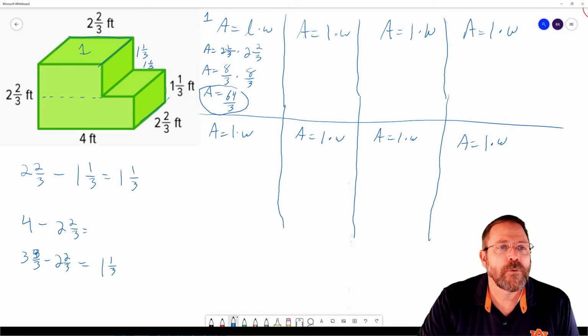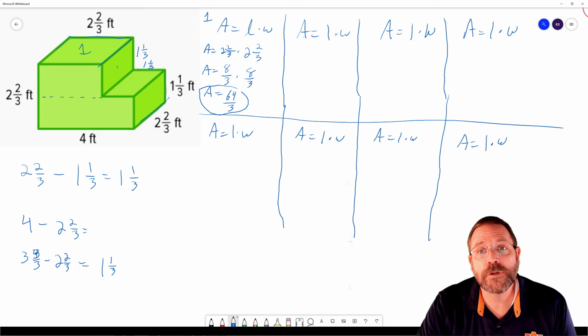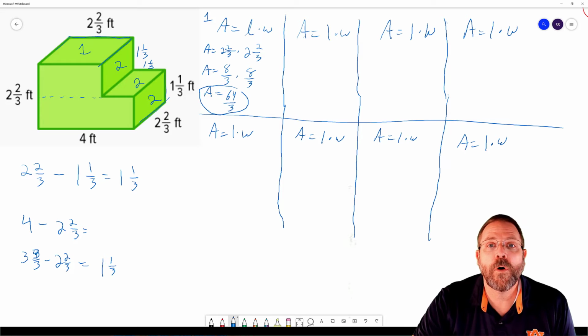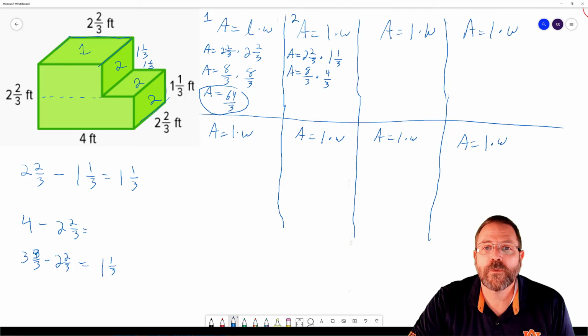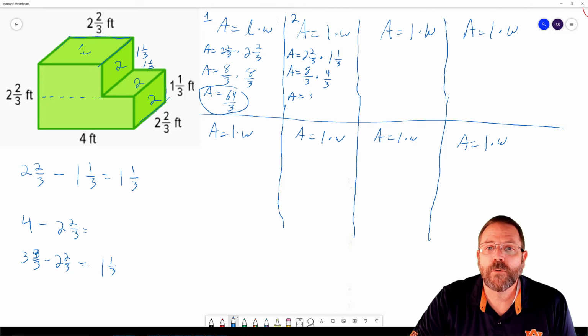The next rectangle I'm going to do is this one, which is 1 1/3 by 2 2/3, which is the same as this one and that one. So I actually don't need to have as many as I thought, because that one, this one, and this one all fall under rectangle 2 as being the same exact size. So area is equal to 2 2/3 times 1 1/3, which gives me 8/3 times 4/3. So area is going to equal 32/9. But there's 3 of those.